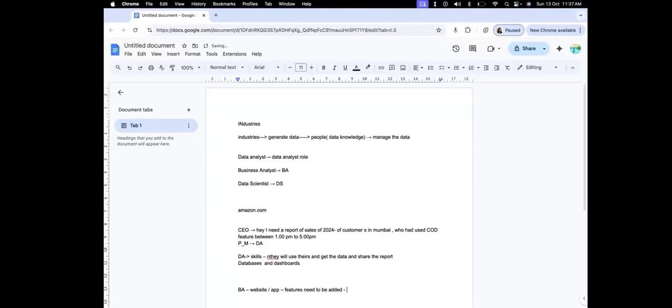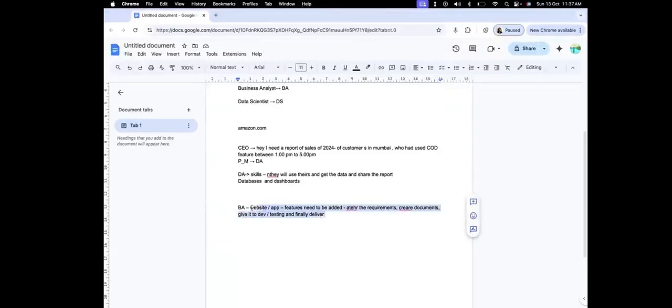they have to do some type of task. They have to gather the requirements, then create documents. After that, give it to dev, testing, and finally deliver. Deliver as in give it to the users or the customer. So all these tasks are done by a business analyst. The business analyst is the one who handles whatever feature you see.